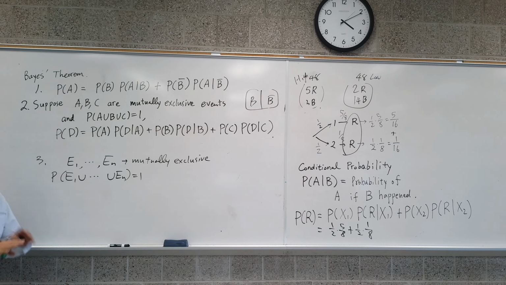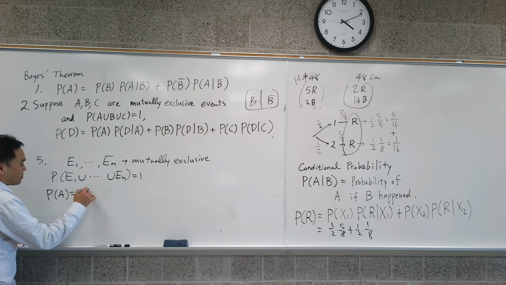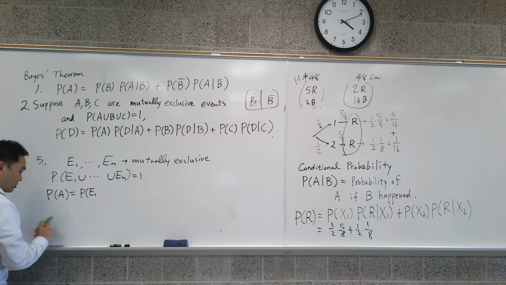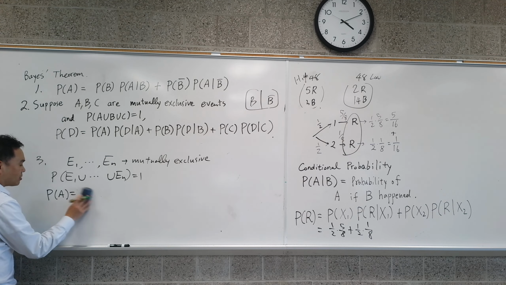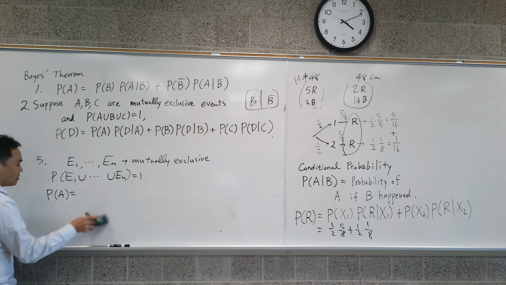Okay, but anyways, if you have this, then the probability of A happening is the summation, sigma, of the probability of EK times the probability of A under EK, with all possible K's, like K equals 1 through N. So that's the most general one, and this is called Bayes' theorem.